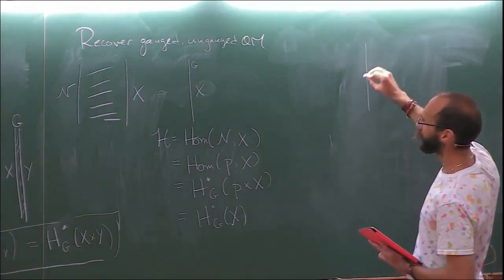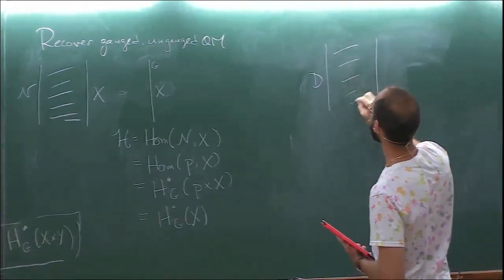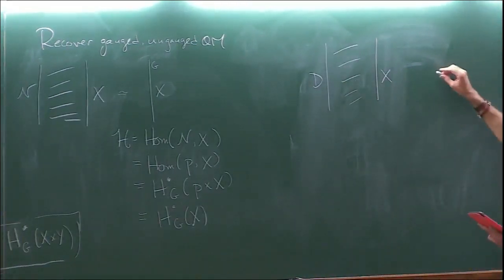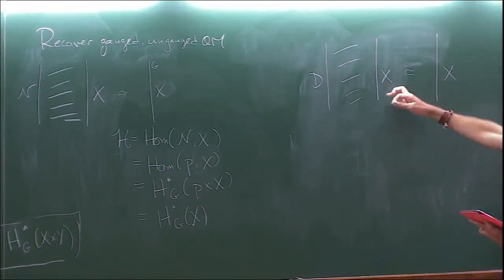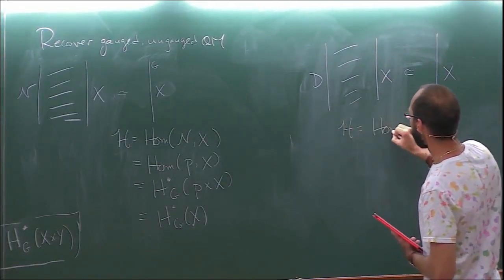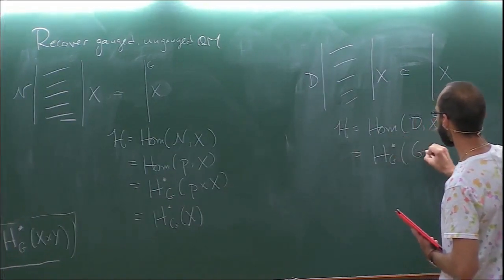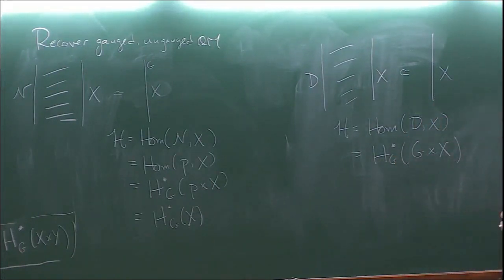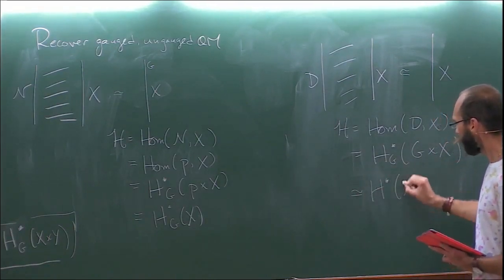Similarly, if we want to recover just the flavor symmetry quantum mechanics, we sandwich with Dirichlet. That gives pure ungauged quantum mechanics on X, and the Hilbert space is HOM Dirichlet X. In other words, G-equivariant cohomology of G times X, because Dirichlet was G. And now the G action is free, and we can kill a factor of G. That's just ordinary cohomology of X.